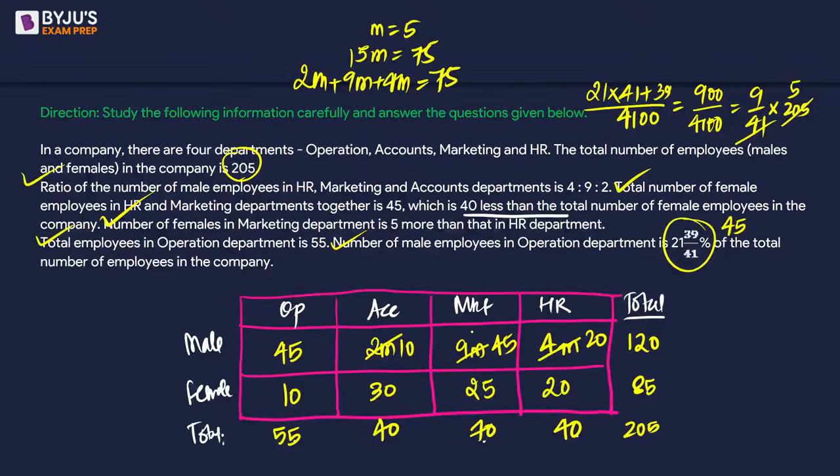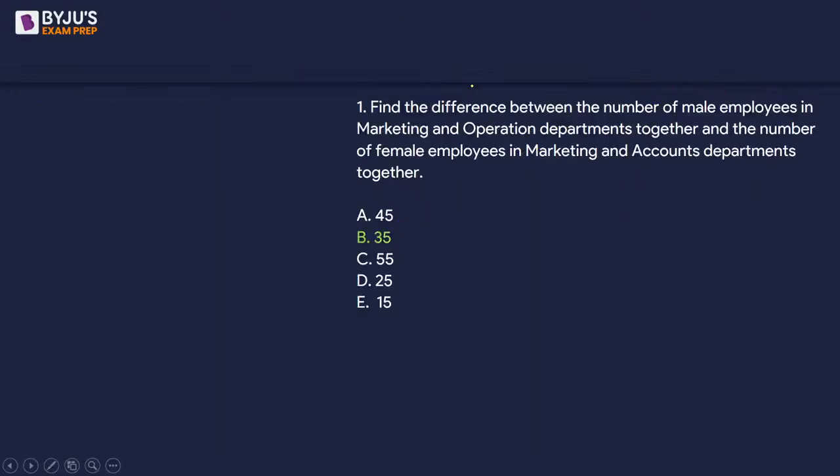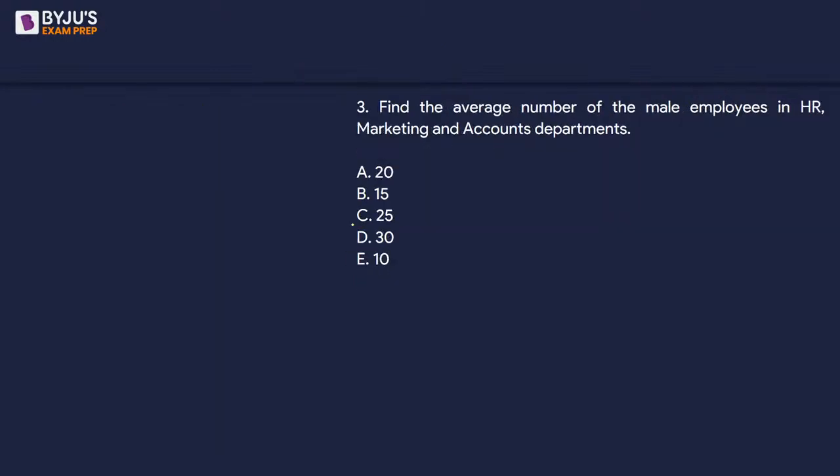Find the average number of male employees in HR, marketing and accounts. So if you look at HR, marketing and accounts, this is 10 plus 20, 30, 30 plus 45, 75. The average is 75 by 3, which is going to be 25. So the average number of people is 25.